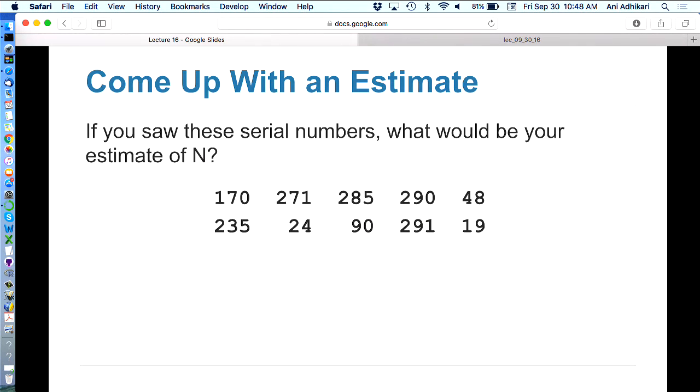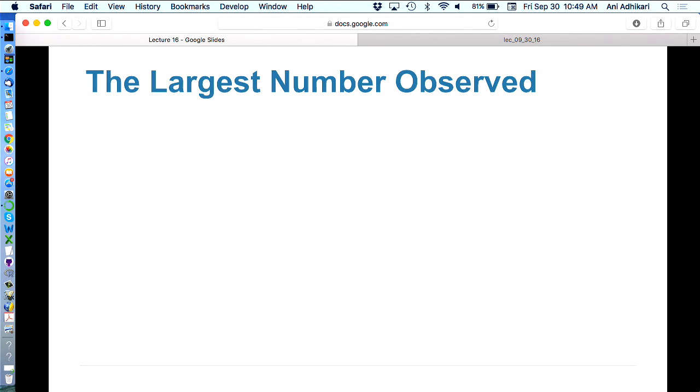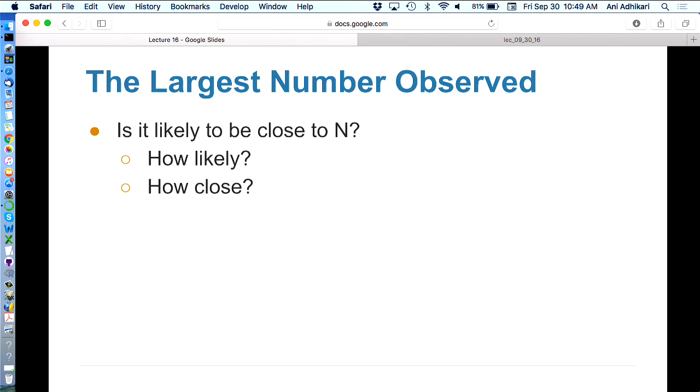Now you know that obviously the number could be bigger than that, but there's a question as to whether you should take a number that's smaller. 291 seems like a good guess. If you just throw up your hands and say, I'm going to guess something. Okay, so fine, the maximum. And so how close does that get me to the actual number? And these are the questions that will arise every time you make an estimate based on a random sample. Is your estimate close to the parameter that you're trying to get? How likely is it to be close? Those are the two questions that you have to answer.